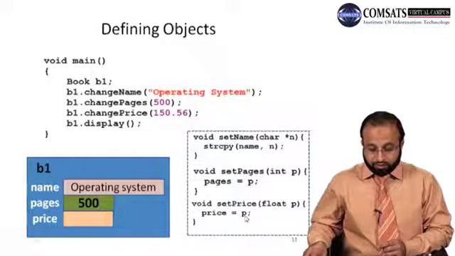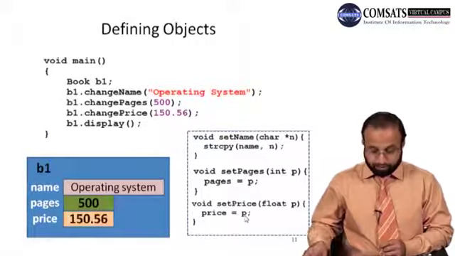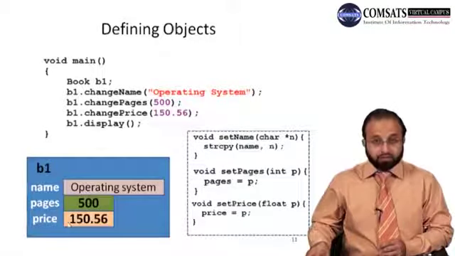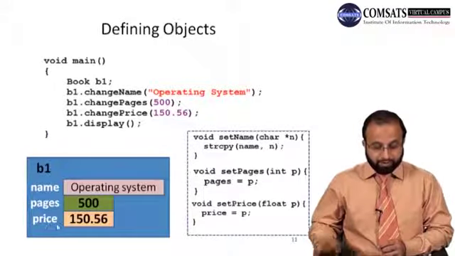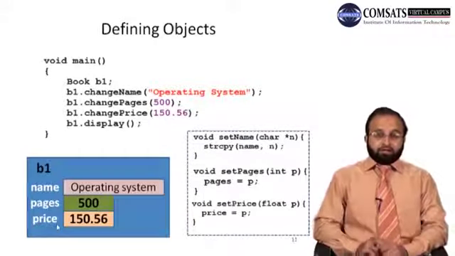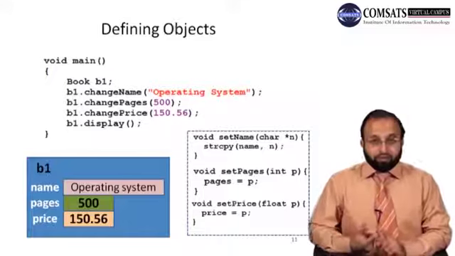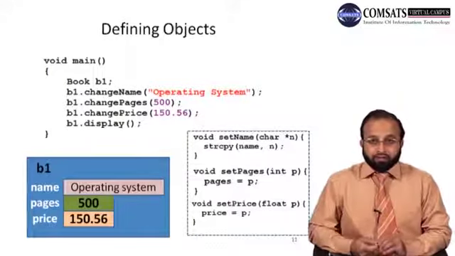So now this price will be assigned to the price, that is the private data member. So as I told you before, whenever you want to call the function of the class, you can call it by using some object.